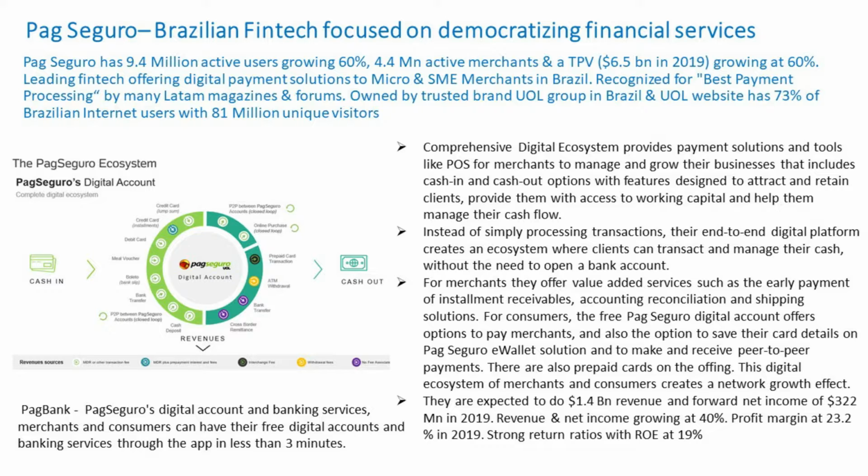Their business model is almost like Square of the US. They have P2P, they have lending, they have merchants on the platforms. Merchants can get the POS devices, then other associated tools. They can get working capital lending, etc., etc. They are expected to do around $1.4 billion revenue and a forward net income of $322 million in 2019. They are not valued very high from a valuation standpoint.